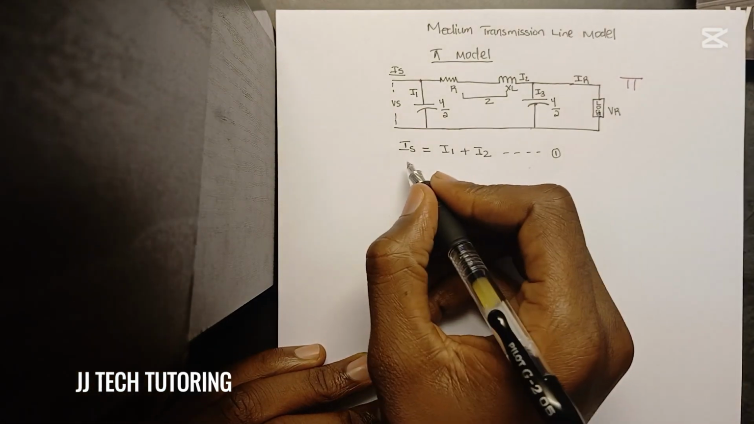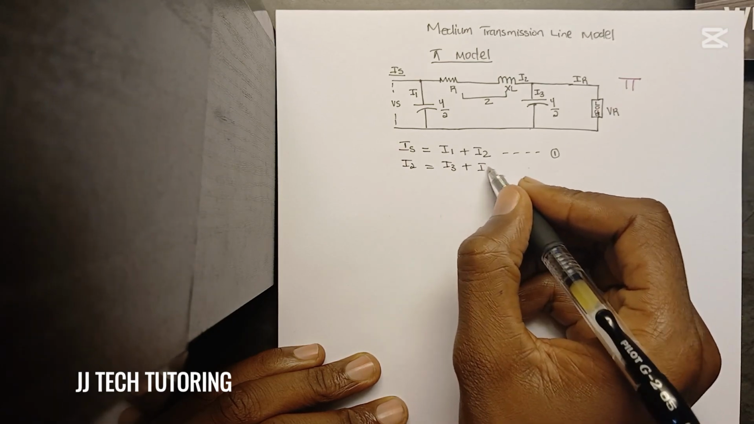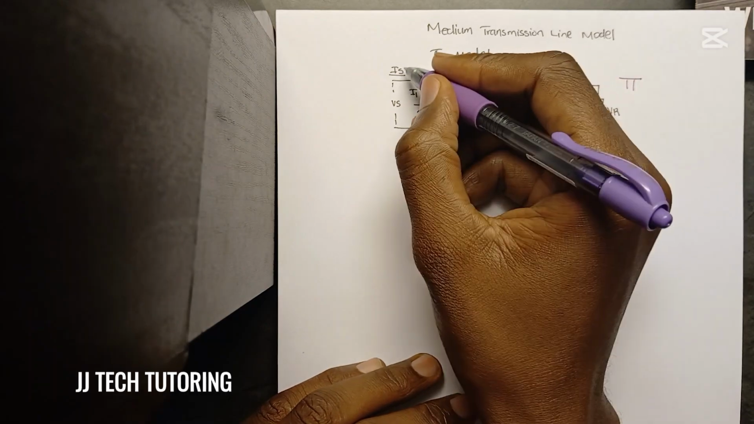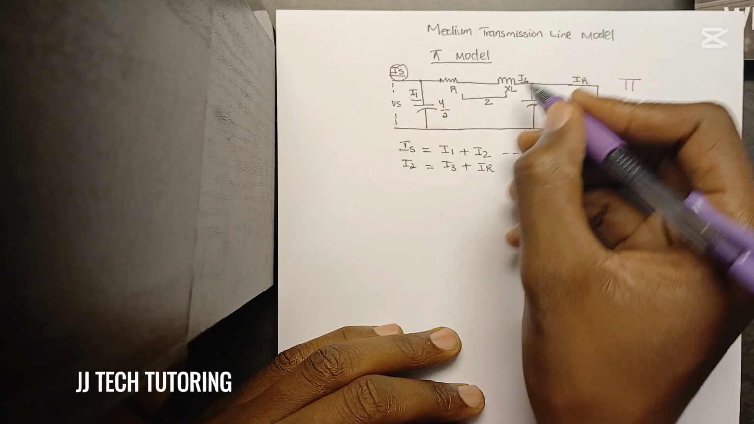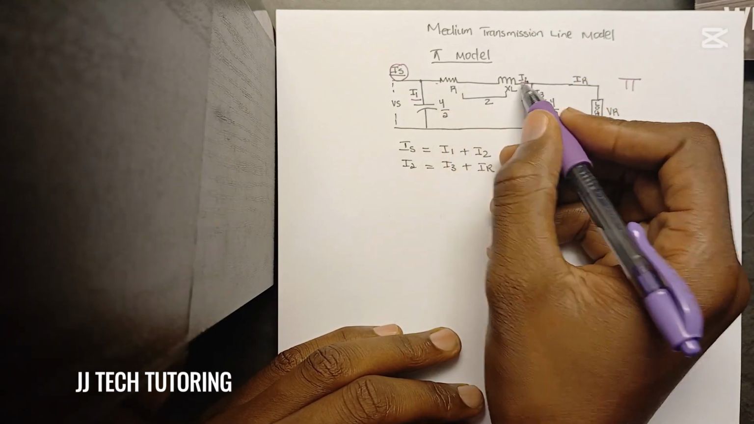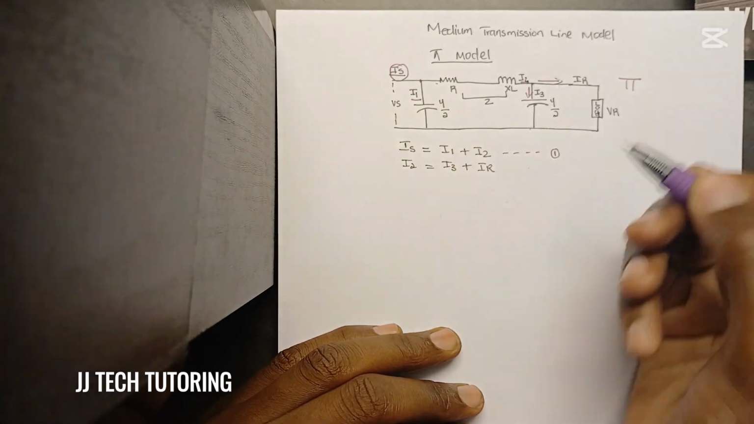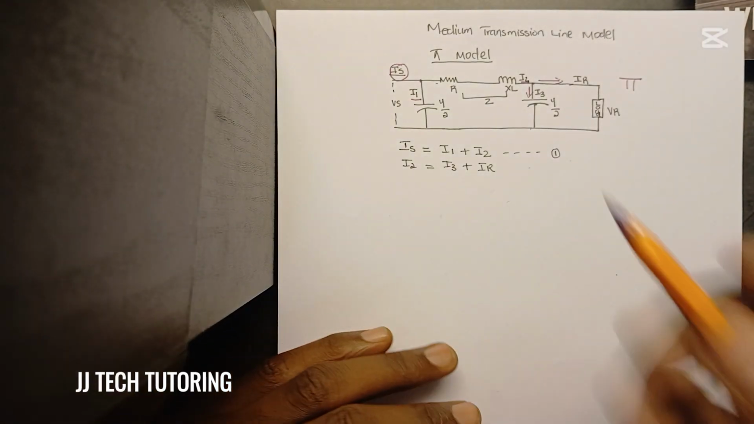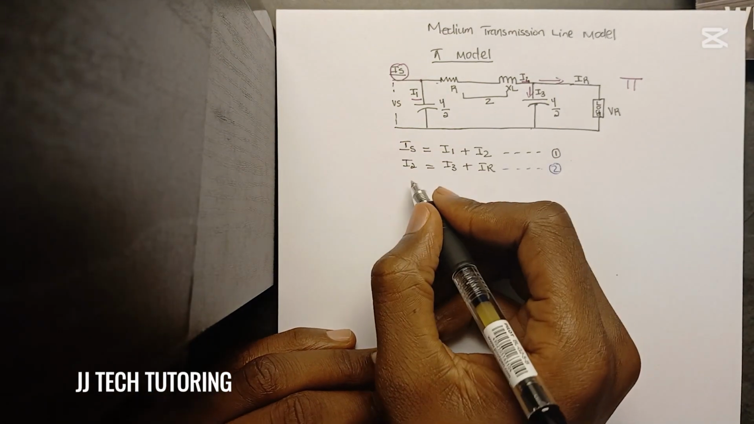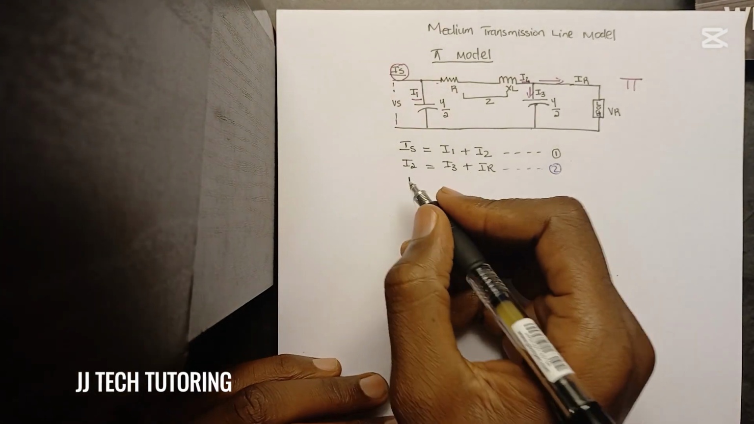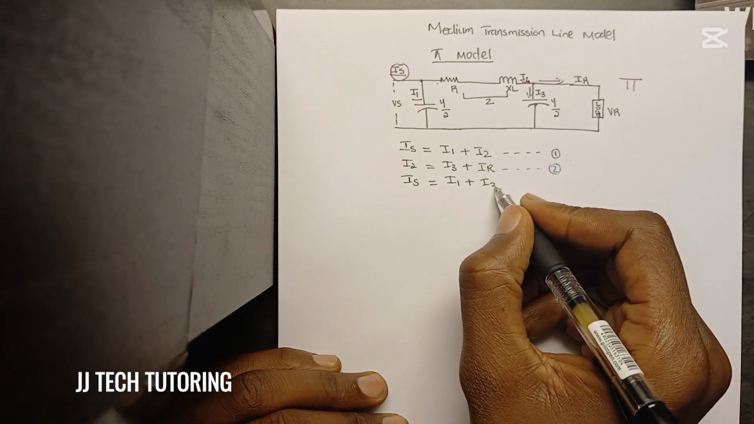Now, I2 is equal to I3 plus IR. This is our IS, and IS is equal to I1 plus I2, so it's all I2 here. This is our I2. Our I2 is equal to I3 plus IR. Makes sense. We can call this our equation 2. Now, equation 3 will be IS is equal to I1 plus I3 plus IR.